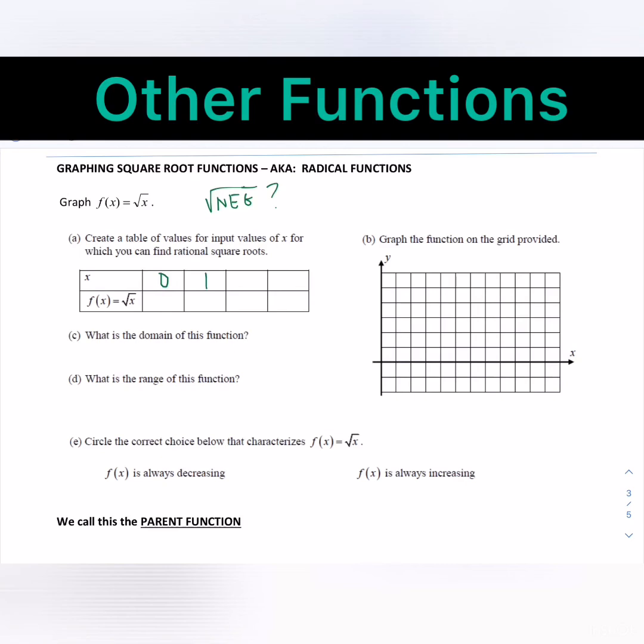Now, I'm going to skip 2. Why do you think I'm going to skip 2? It's because the square root of 2 is irrational. So I'm going to jump right to 4.